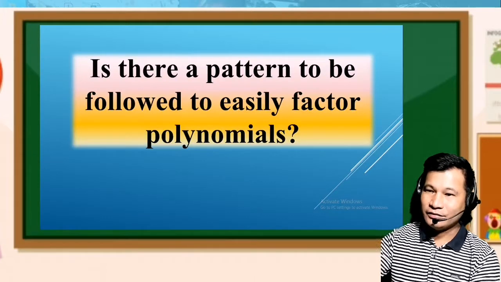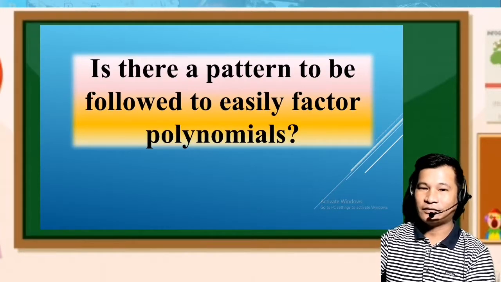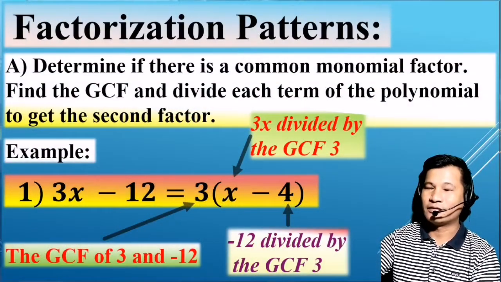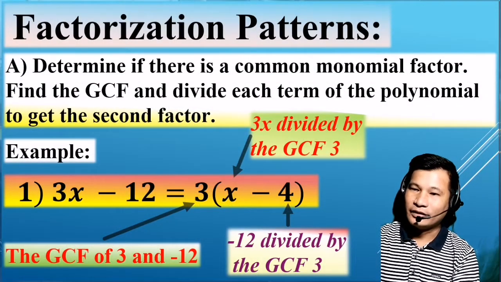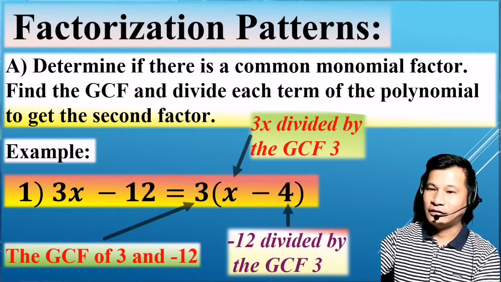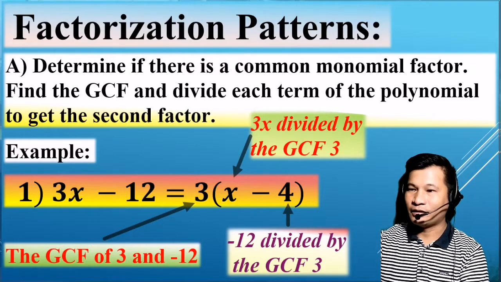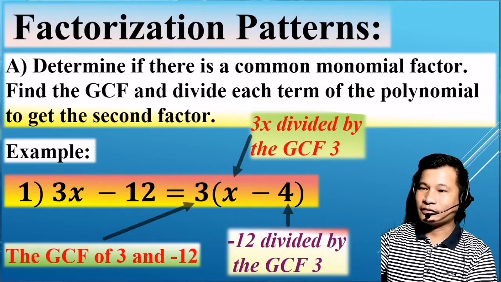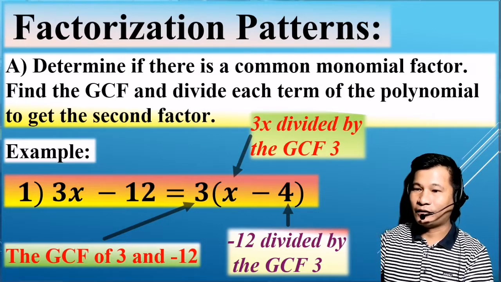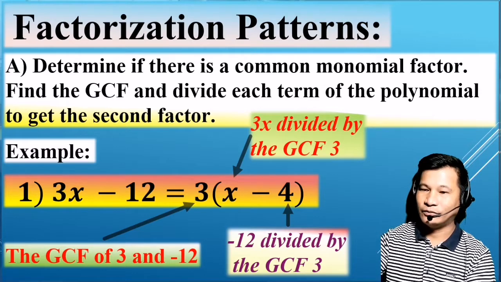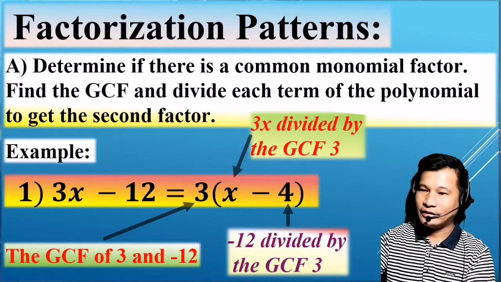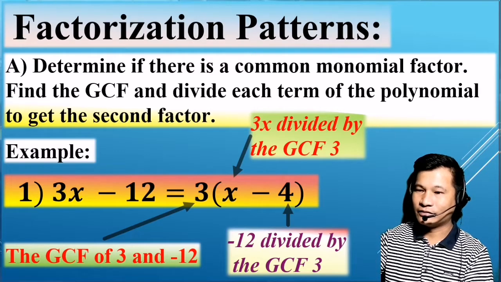Is there a pattern to be followed to easily factor polynomials? Now let's proceed to the factorization patterns. Letter A. Determine if there is a common monomial factor. Find the GCF and divide each term of the polynomial to get the second factor. For example, we have 3x minus 12 equals 3 times the quantity x minus 4.